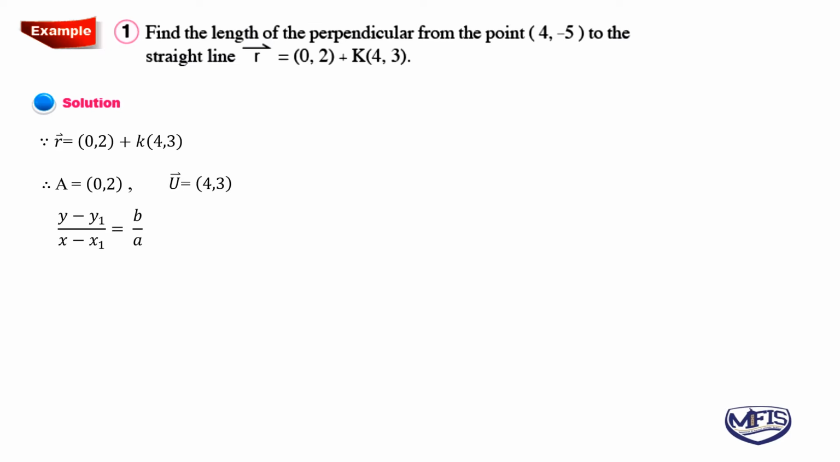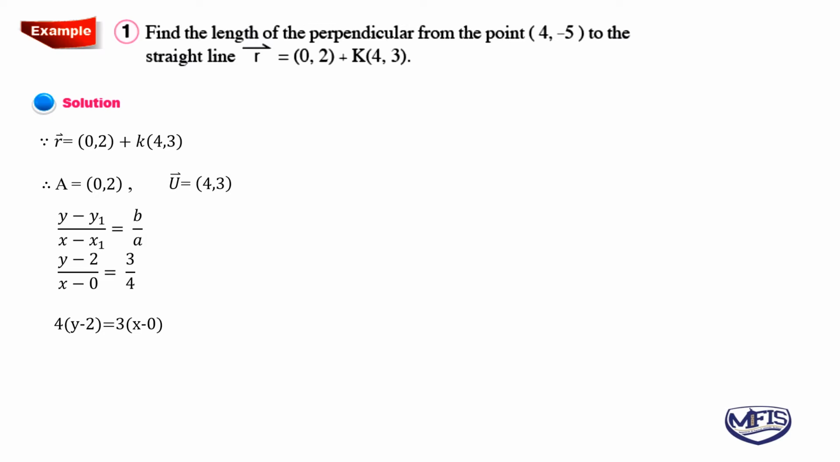So we have the equation of the straight line: (y - y1) over (x - x1) equals b over a, which represents the slope of the straight line. So (y - 2) over (x - 0) equals 3 over 4. Then we can make cross multiplication. So 4 multiplied by (y - 2) and 3 multiplied by (x - 0), which is x.